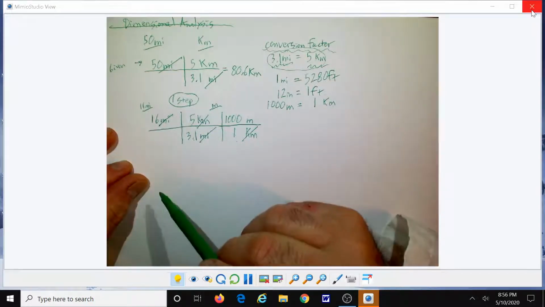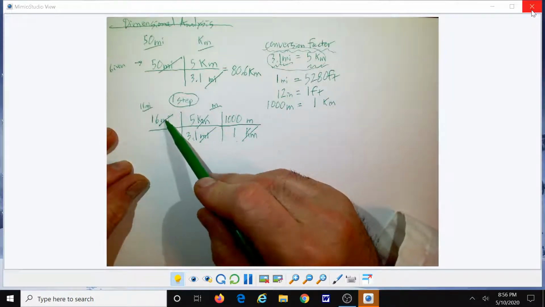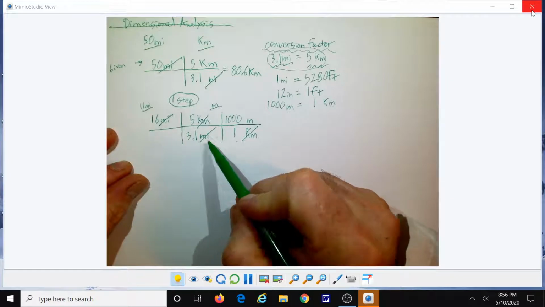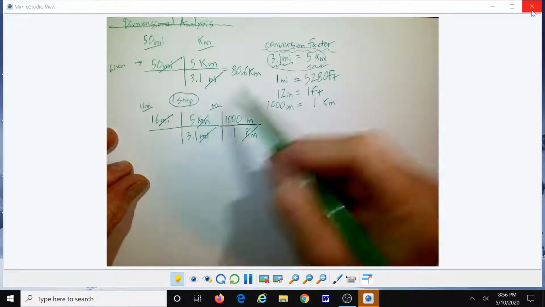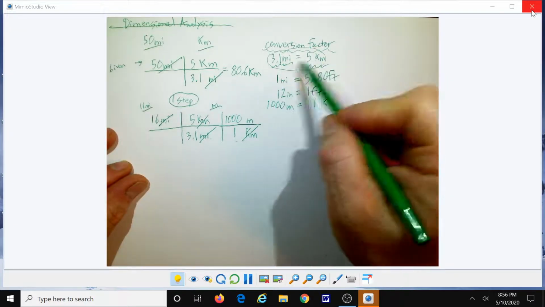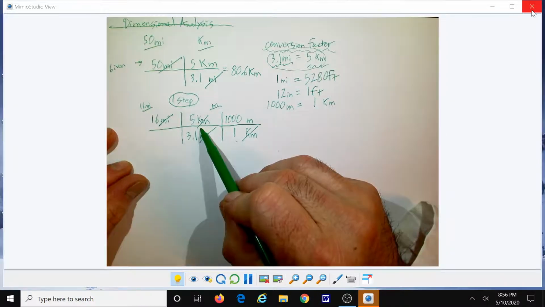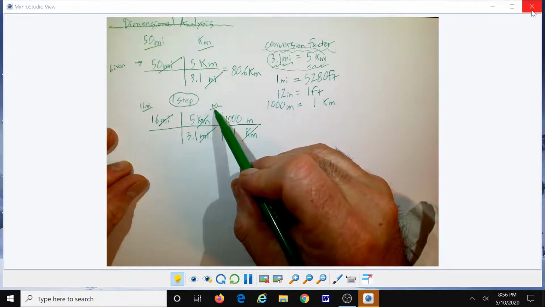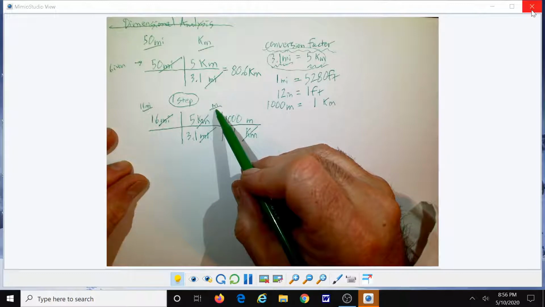So here's how we started the problem, just as a review. We start with miles. We bring miles down. And then kilometers goes up top. So we're using this conversion factor to go from miles to kilometers. They want us to figure out meters. So we have to bring it down into a smaller number again.